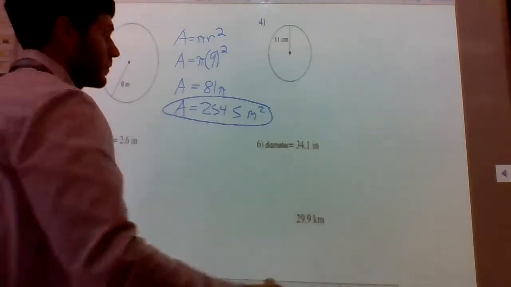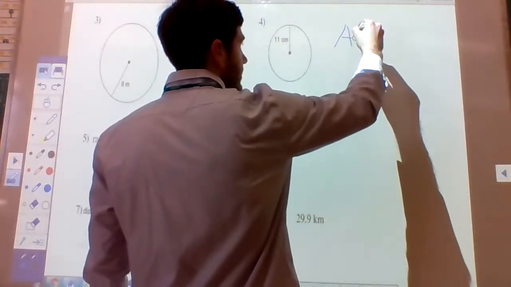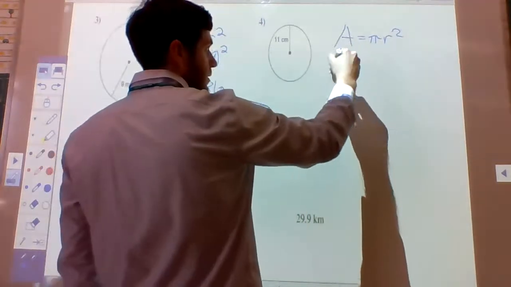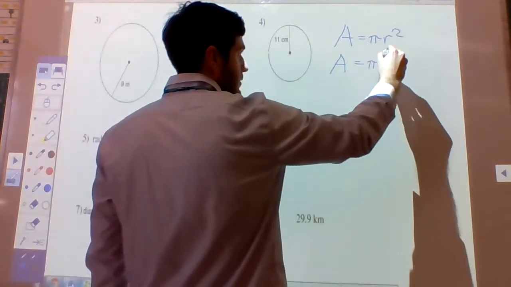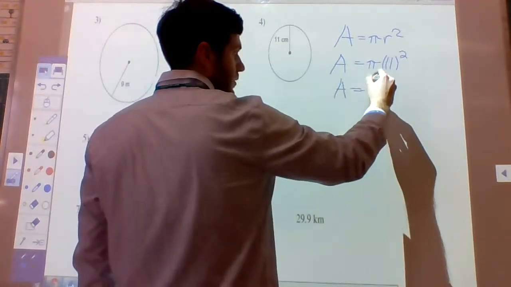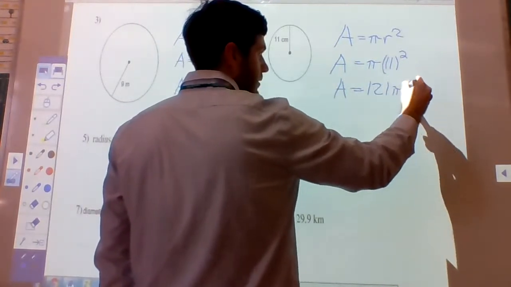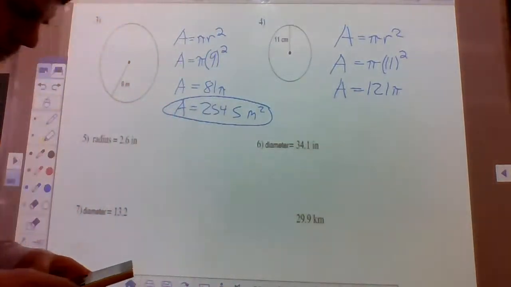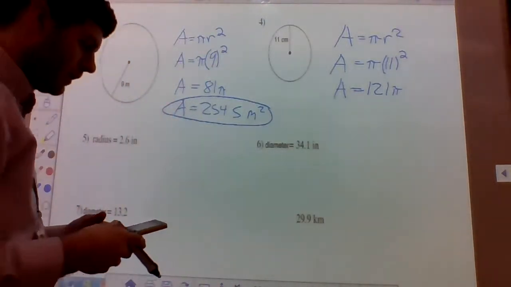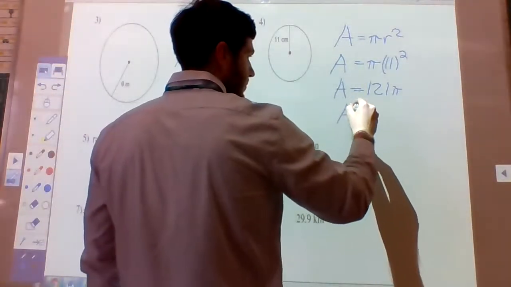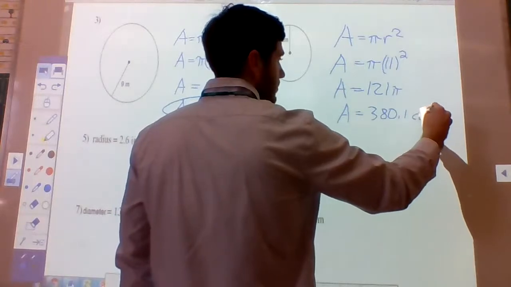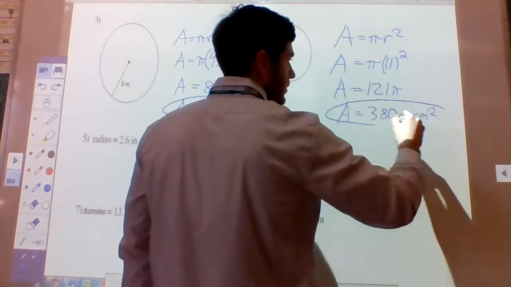Number 4, again, we want area equals pi r squared. The radius is 11, so we have area equals pi times 11 squared. 11 squared is 121, so we have 121 pi. I'll put that in the calculator. 121 times pi is going to be 380.1. So 380.1 centimeters squared.